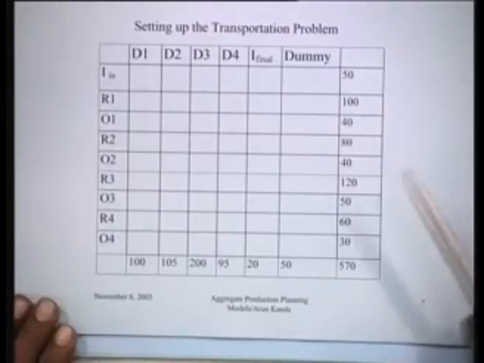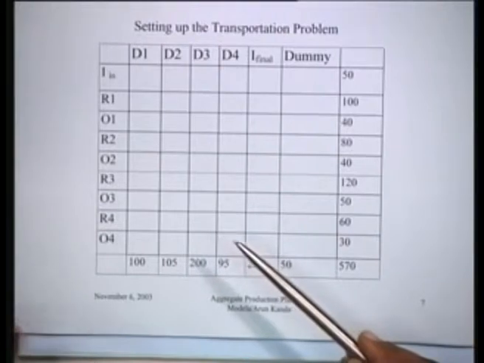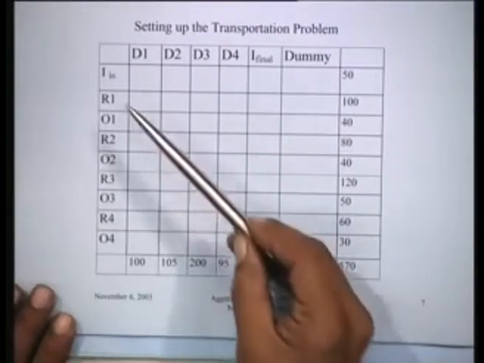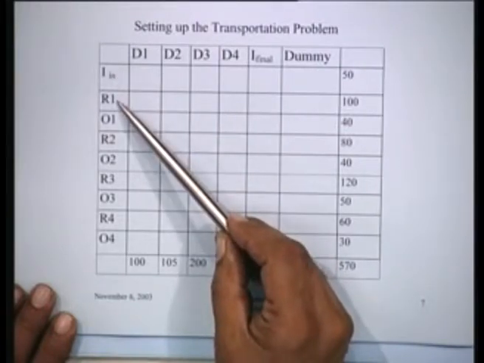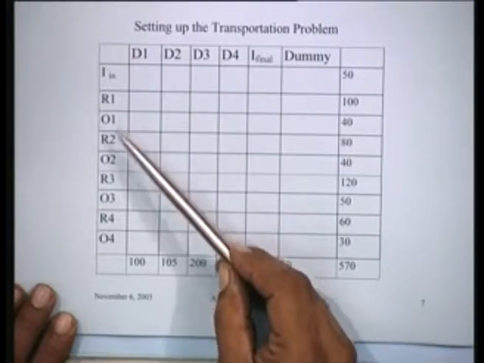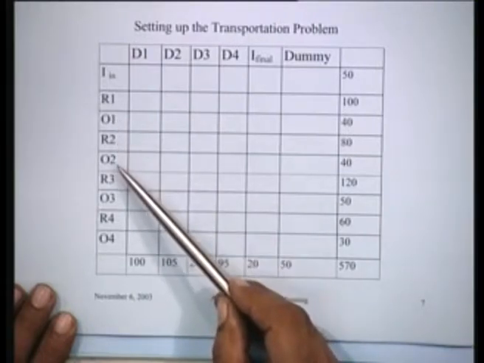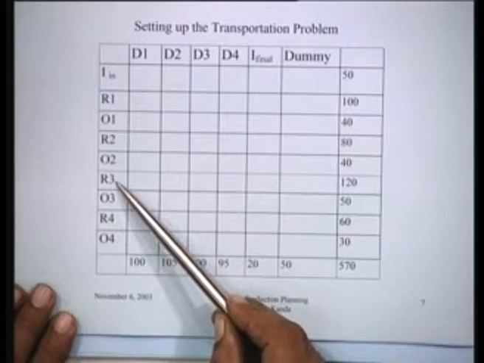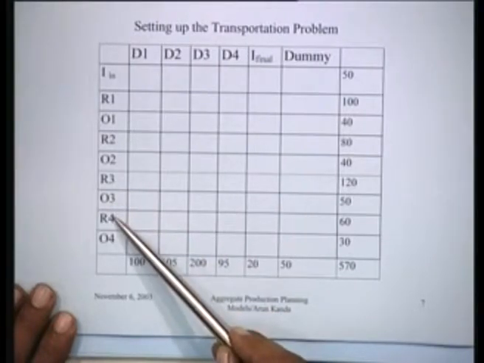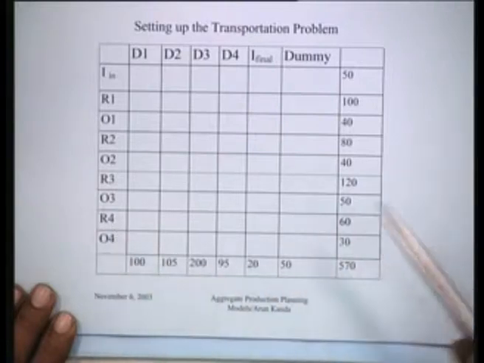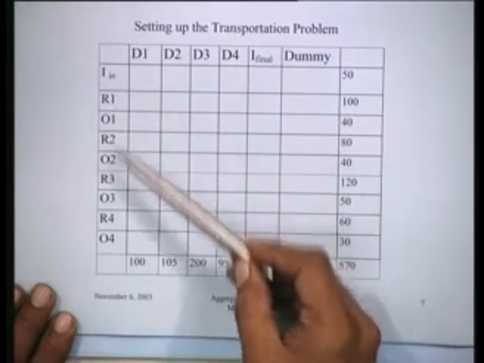So in setting up this transportation problem, what are our sources? That is, where do we get the supply from? We get supply from the initial inventory. So we have I in as a source. Regular time in the first period, overtime in the first period. Regular time in the second period, overtime in the second period. Regular time in the third period, overtime in the third period. Regular time in the fourth period, overtime in the fourth period. So these become the sources of supply.